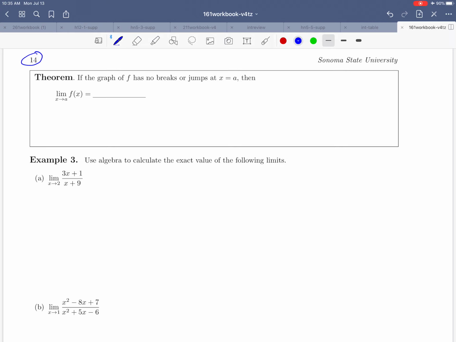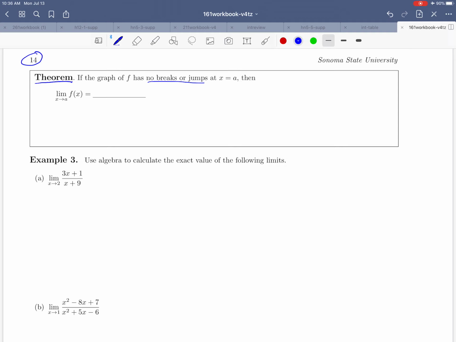Okay, and that's a nice tool if you want to estimate a limit, but is there a way that we could calculate the limit of a function exactly? That's what we want to tackle now. Okay, and it turns out there's one nice theorem that we can use to calculate a limit exactly, and it deals with nice functions, functions that don't have any breaks or jumps in them.